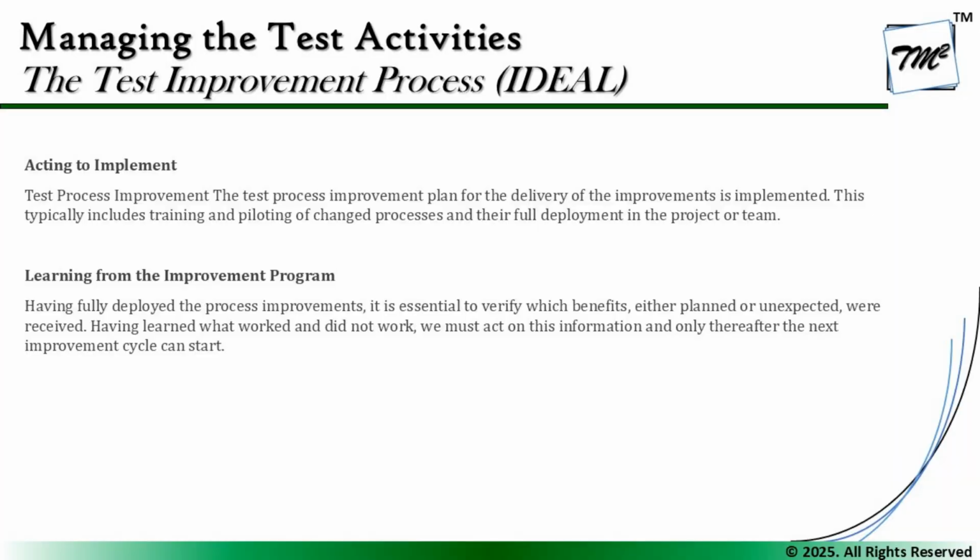Finally, once you have acted upon your plan, we have the last stage, that is learning from the improvement program. Having fully deployed the process improvements, it is essential to verify which benefits, either planned or unexpected, were received. Having learned what worked and did not work, we must act upon the information, and only thereafter can the next improvement cycle start. So it's more like a retrospective phase where we gather information from the improvement cycle and see what benefit was achieved.